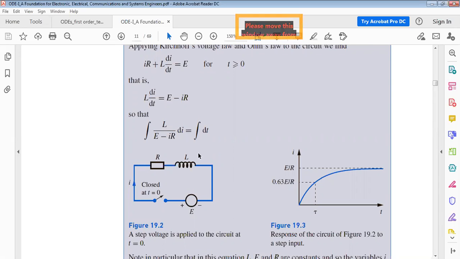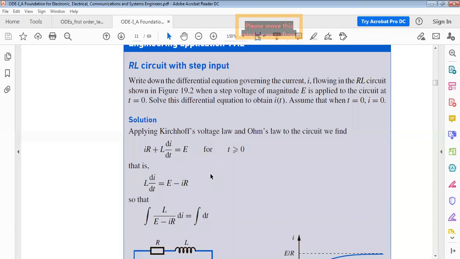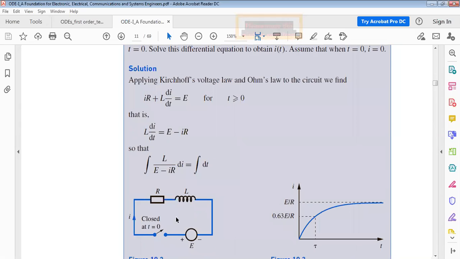So we will try applying Kirchhoff's voltage law and Ohm's law to the circuit. Applying them in this circuit, we find the differential equation. This is IR, I and R, where I is the total current. Total voltage E equals IR. Remember, you must know this formula, E equals IR.